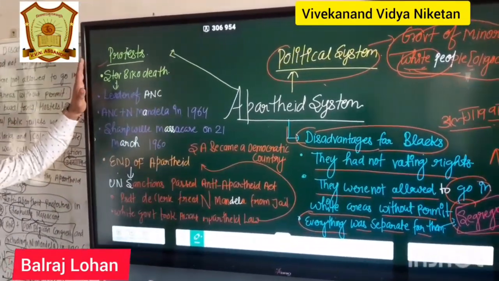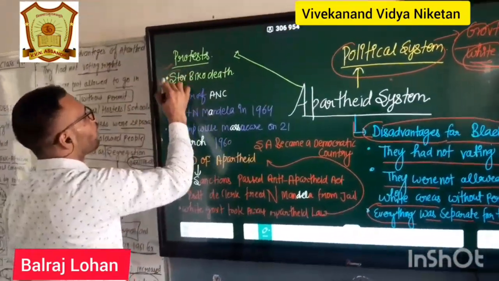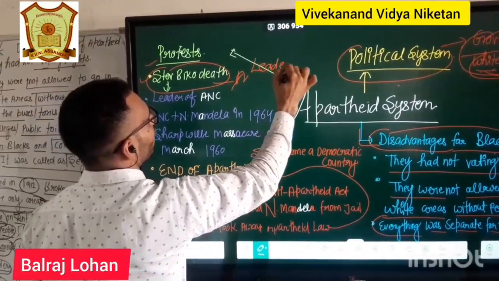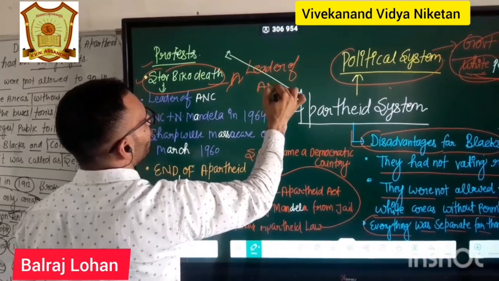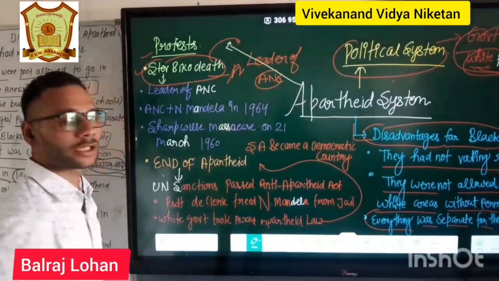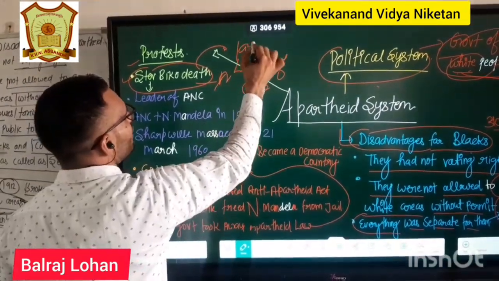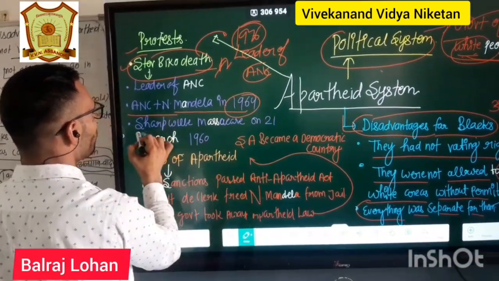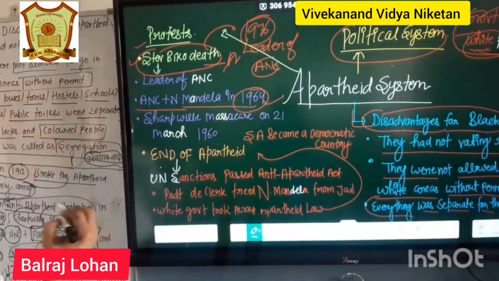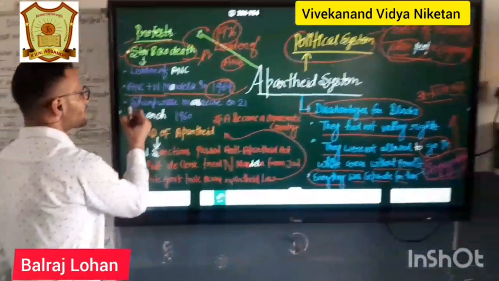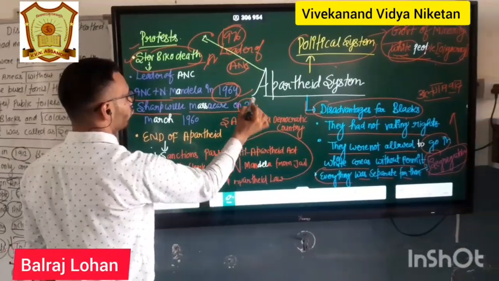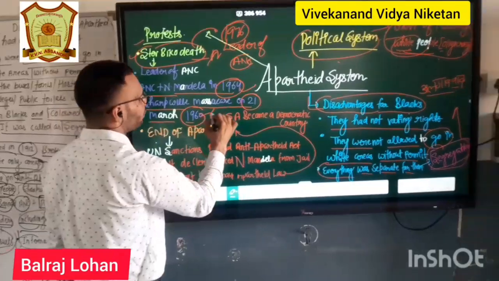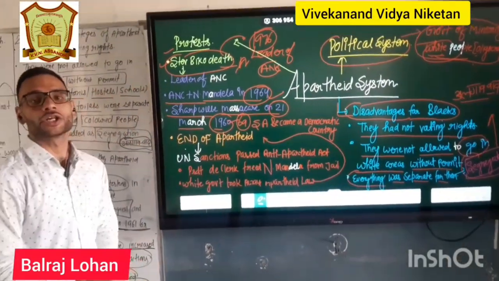So who protested against this apartheid system? Steve Biko, who was called a leader, was beaten to death by police in 1976. And the ANC plus Nelson Mandela protested against the apartheid system in 1964. There was the Sharpeville massacre on 21st March 1960, where 69 people were killed by police shooting.